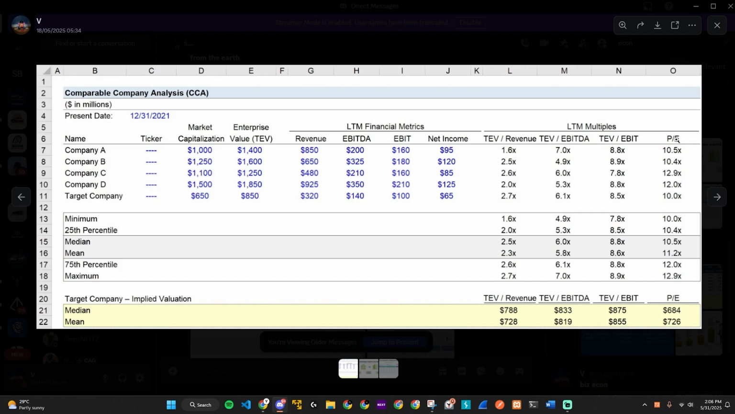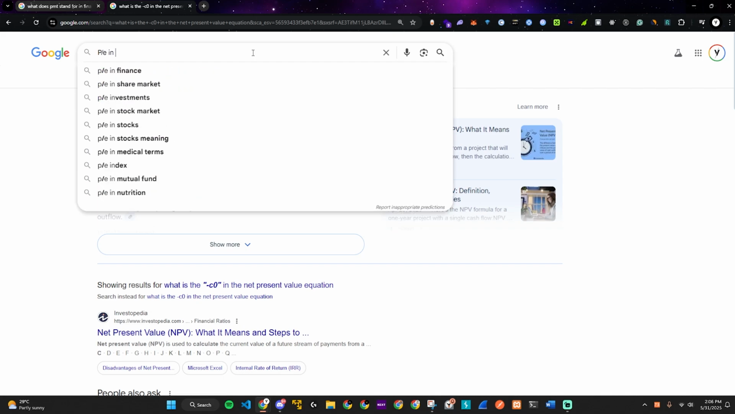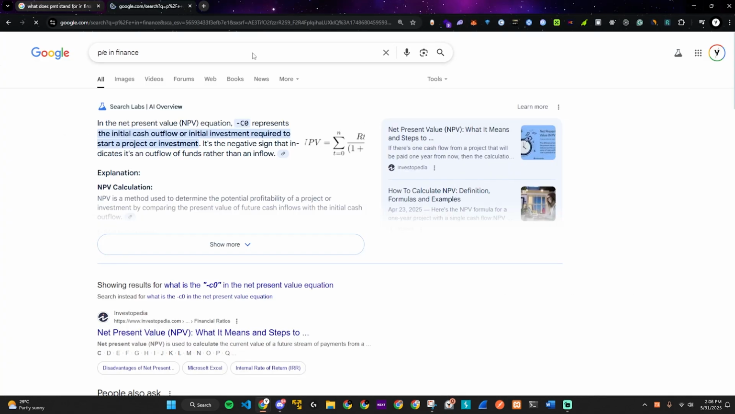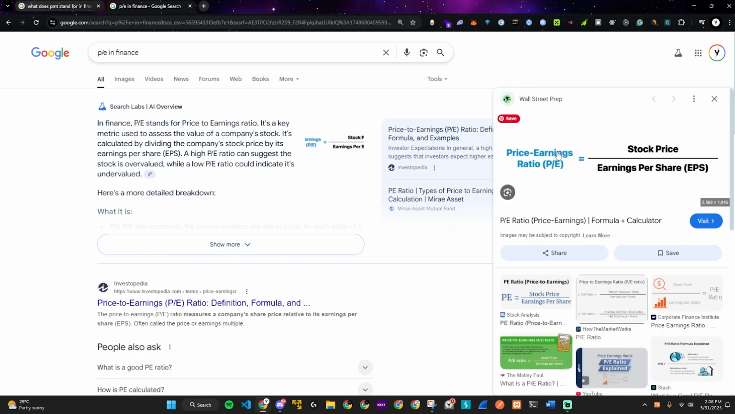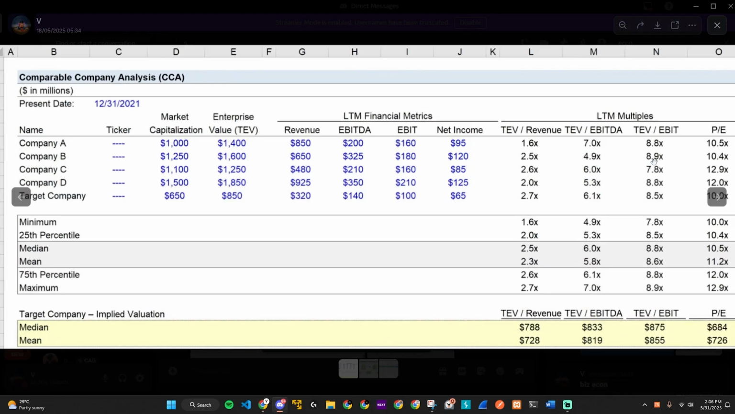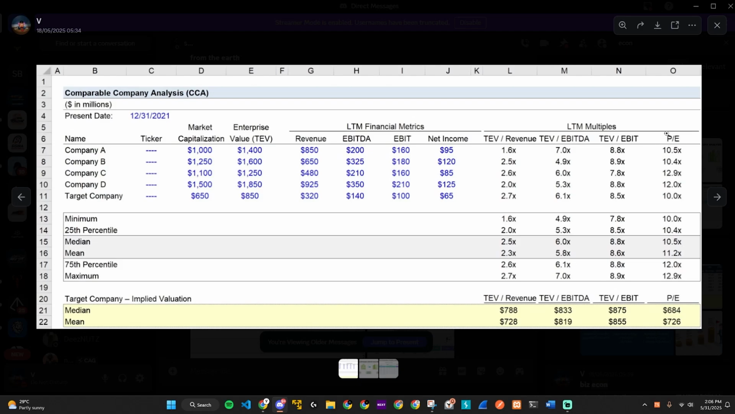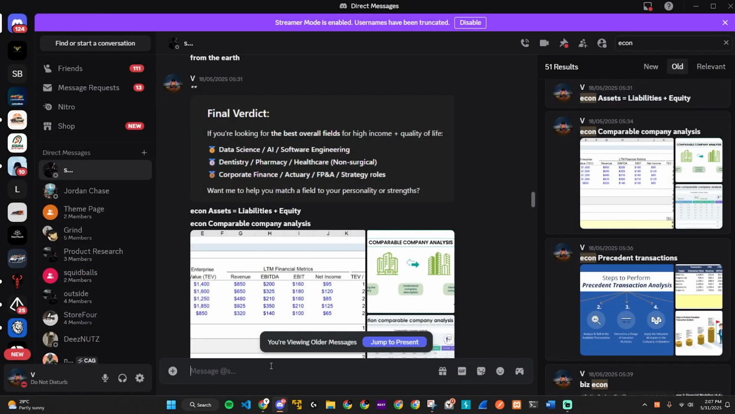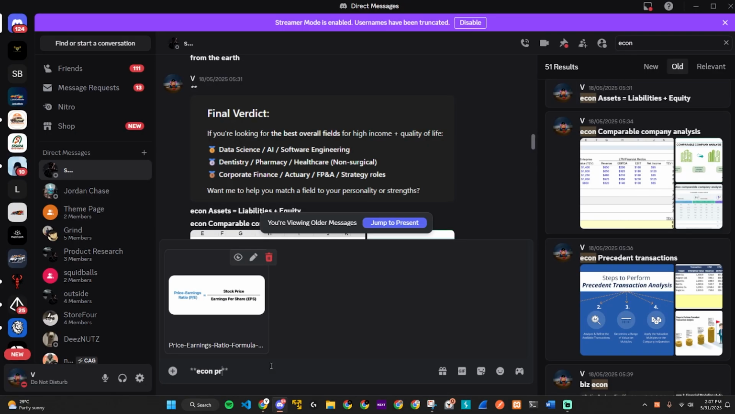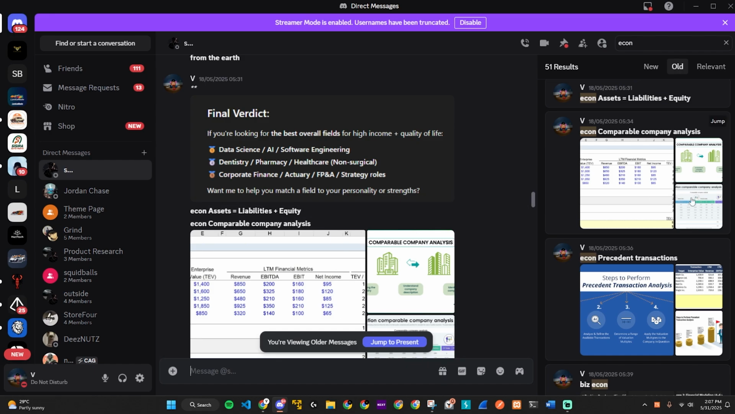And PE, which is profit and expense, I believe. PE in finance, let's see. Profit and expense, I believe. Price to earnings, okay. So price earnings ratio, stock price over earnings per share, right? So that's the ratio, okay. So stock price over earnings per share, right? So let me just copy this. Let's say, for example, econ. I think I already have this, but I need to refer to it again. Earnings ratio, so I put it so it comes down.